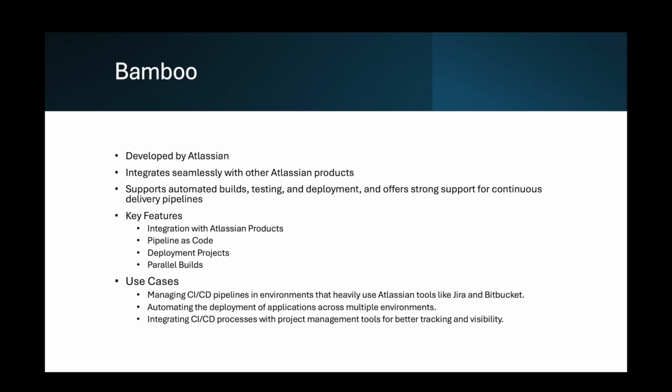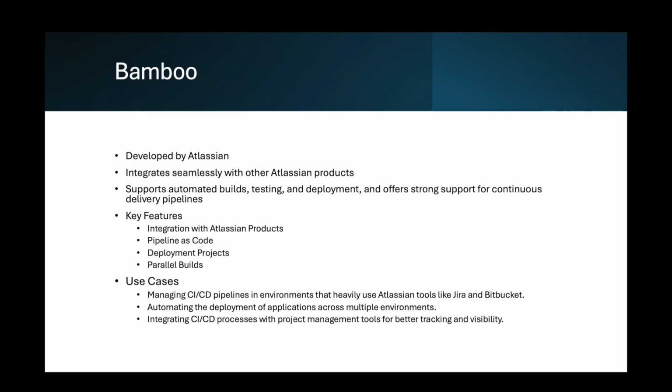Some of the key features include integration with Atlassian products, so it seamlessly integrates with Jira, Bitbucket, and Confluence, providing a unified development experience. Pipeline as code supports defining build and deployment pipelines as code using Bamboo specs, which can be written in YAML or Java. Deployment projects allows teams to manage and deploy their applications across multiple environments with easy rollback options. Parallel builds. It supports running parallel builds to speed up the CI/CD process.